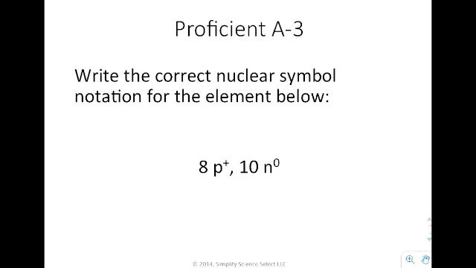When it says to write the correct nuclear symbol notation for the element below, the first thing we do is take the protons and look at the periodic table and say which one of these elements has an atomic number of 8, and that is oxygen. So with oxygen, I write the O, and then I write the number 8 right there because those two always go together. Now this top number has to be the number of protons plus the number of neutrons, so that would be 18.